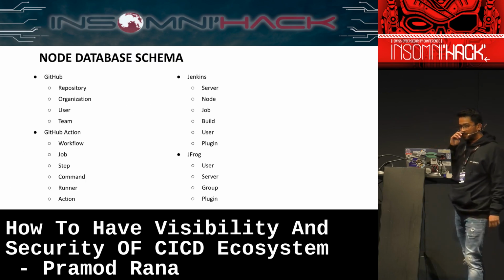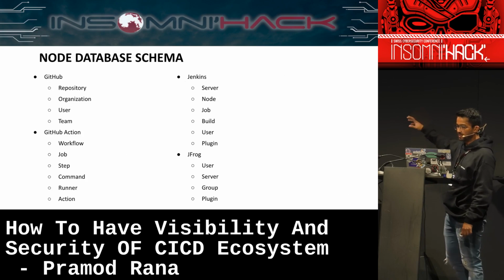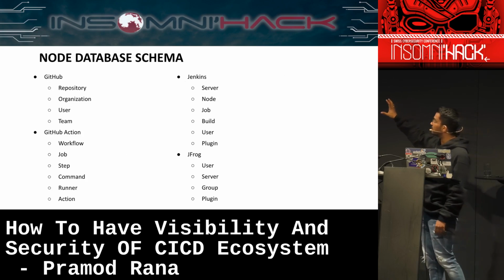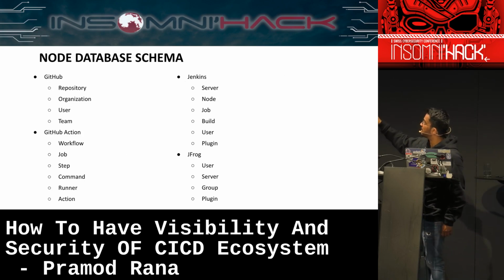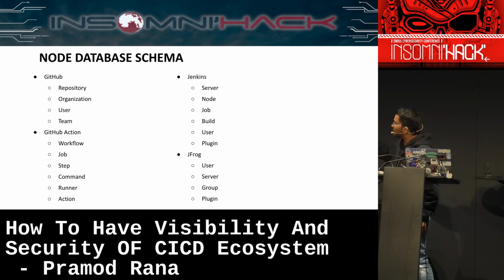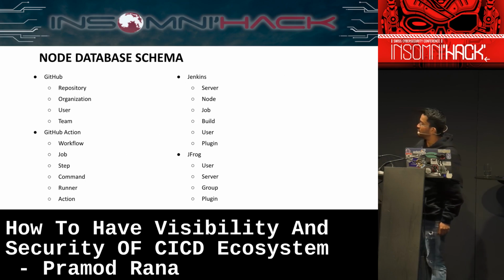This is the node database schema. As you can see, I have broken it down to the most granular level possible. For example, for GitHub Action, it would be workflow, job, step, command, runner, action, and so on and so forth.